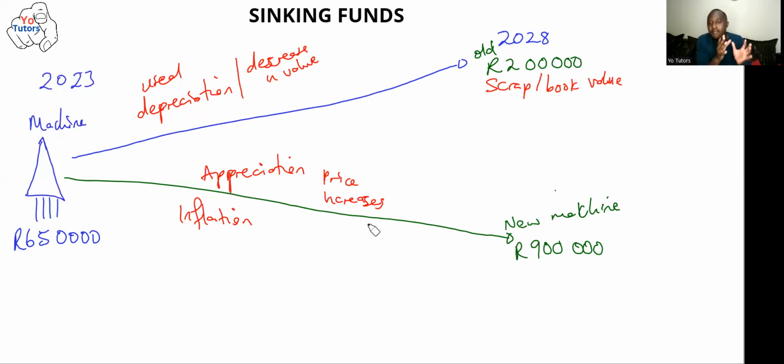Now, when a company buys an expensive machine, it needs to replace it after a certain period of time, after its lifetime where it works effectively. When replacing it, it needs to sell the old machine and buy a new machine. The difference between the 200,000 that it's going to get and the 900,000 is what we call the sinking fund, because that money needs to be saved. If you subtract the two values, 900,000 minus 200,000, you get 700,000.